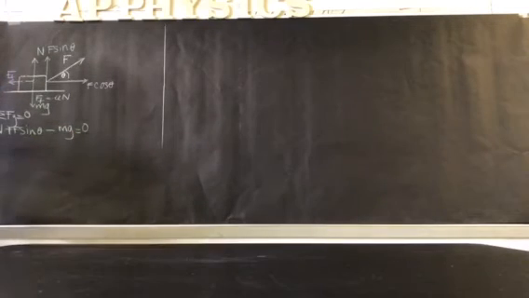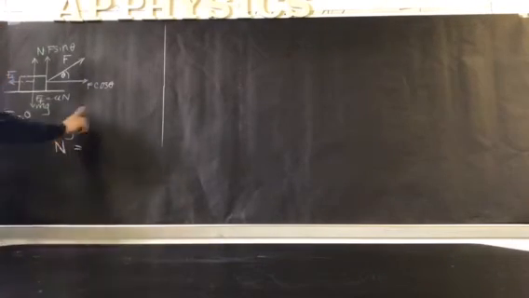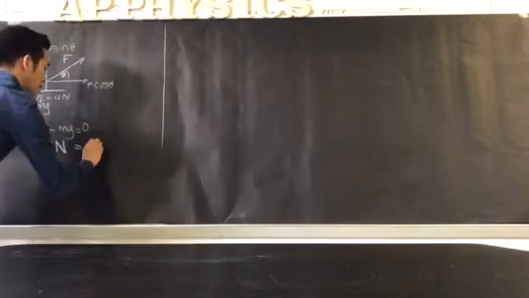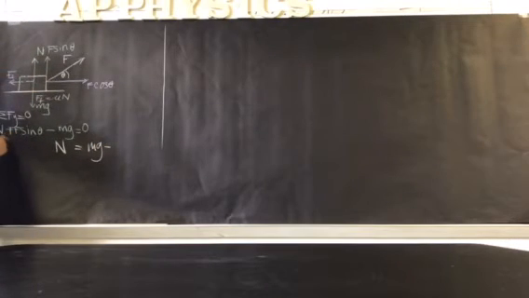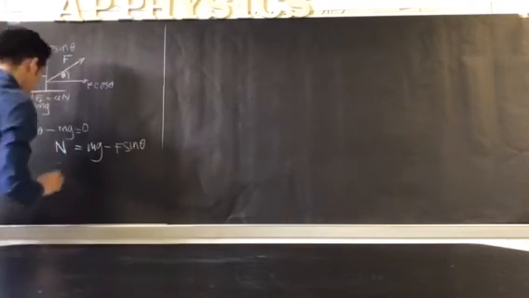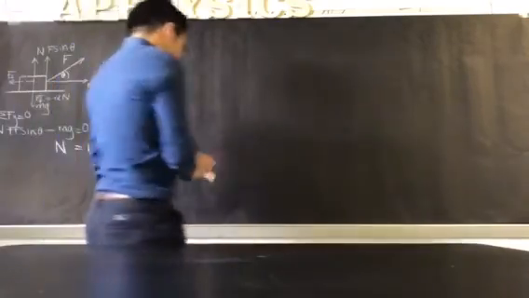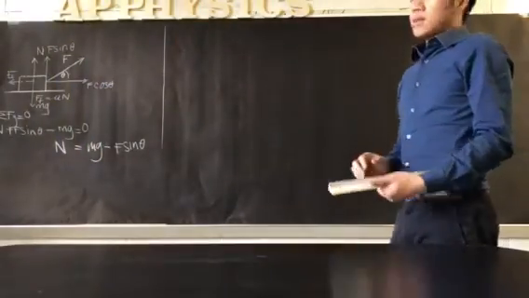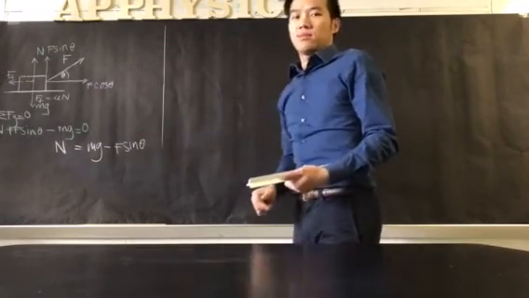If I calculate for the normal force, I add mg to both sides, and I have to get rid of F sine theta, so I subtract it. The normal force is equal to mg minus F sine theta. You're going to need this normal force in order to calculate the force in the x direction. Any questions so far? We have to have these formulas in order to get points.